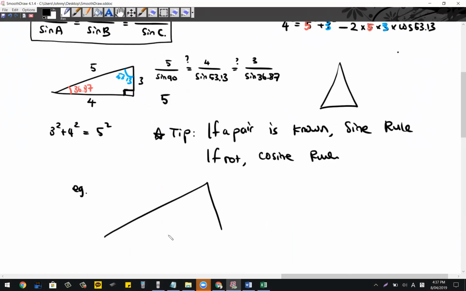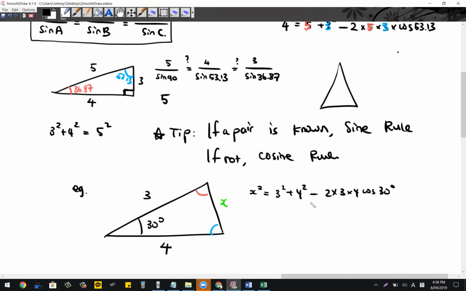Let's say you have this situation, like 3, that's a 30-degree angle, and let's say this one is 4. Do we have a pair or not? No, then we have to use cosine rule. So we have to figure out this one, this one, and also this one here. We can easily figure out what x is. So that'd be cosine rule. x squared equals 3 squared plus 4 squared minus 2 times 3 times 4 times cosine of 30. So x is equal to 9 plus 16 minus 24 cosine 30, and square root that.